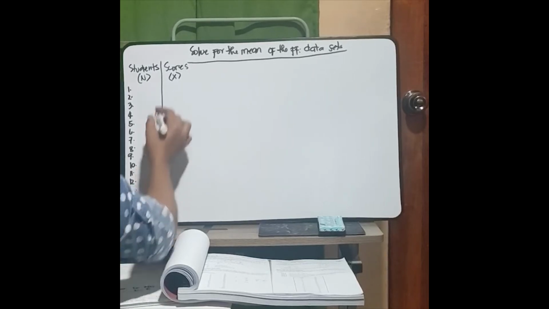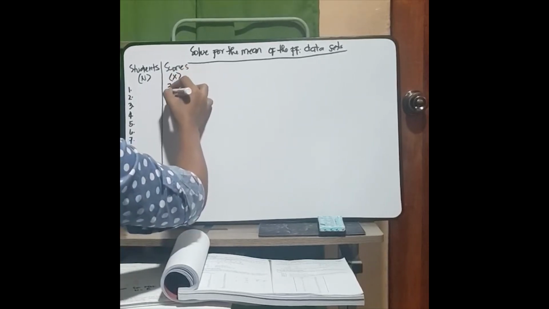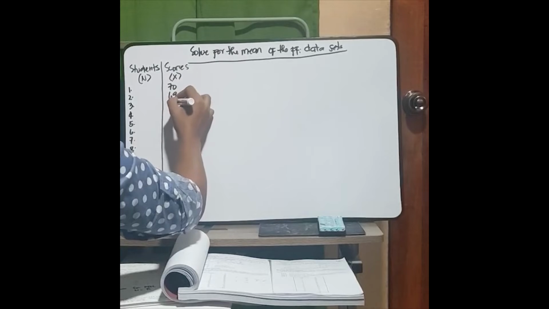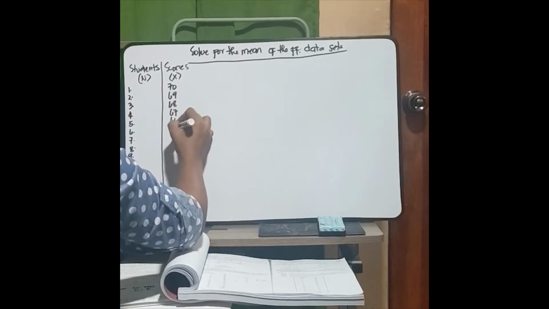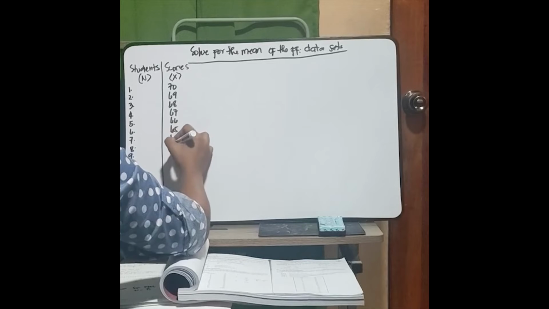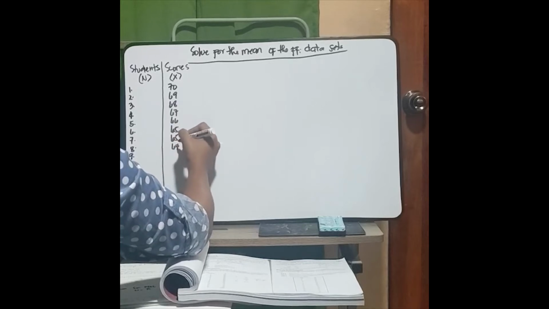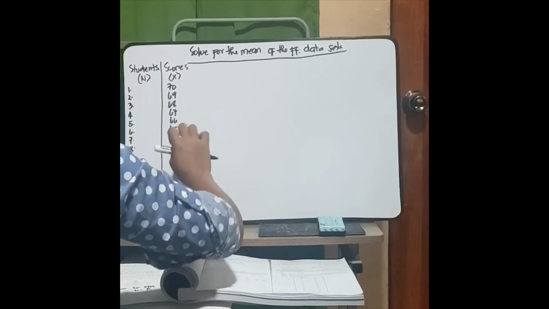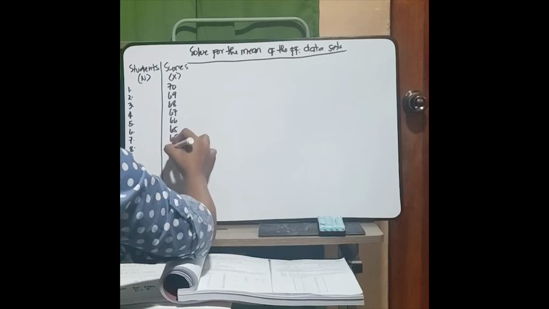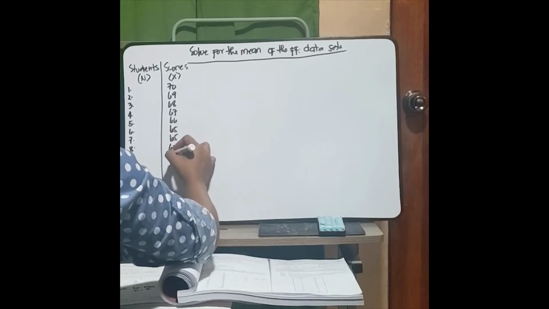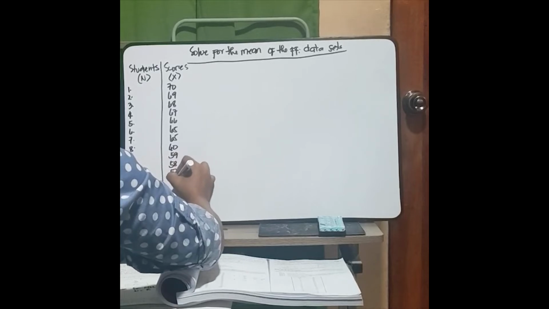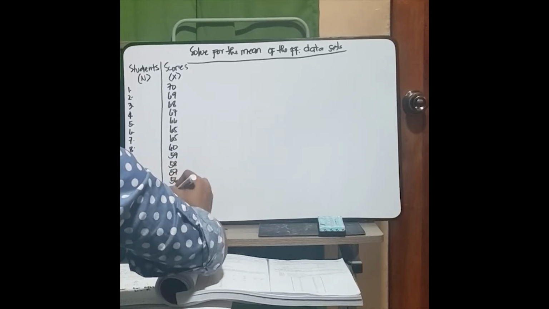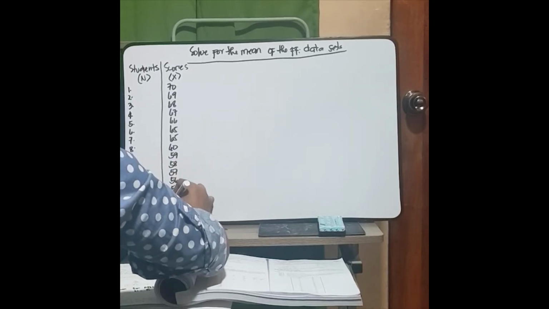The scores are 70, 69, 68, 67, 66, 65, another 65, 64, no, another 65, and then 60, 59, 58, 57, 56, 55, 53, and 50.